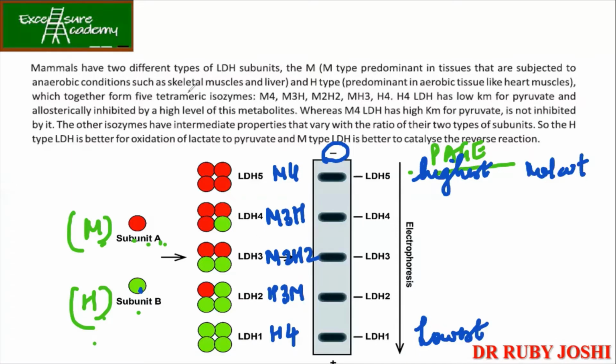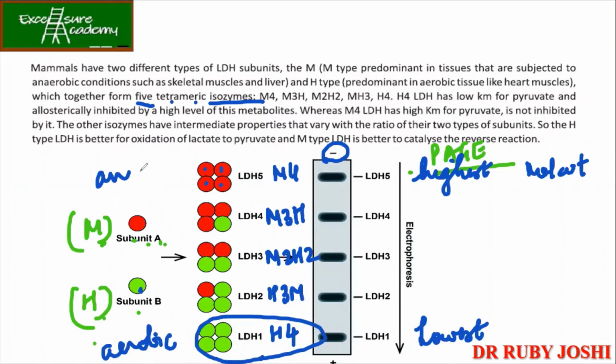Yes, ma'am. So we have the 5 different tetrameric isoenzymes. Why tetrameric? Because 4 subunits are there. So M4, M3H, M2H2, MH3, H4, all these are there. H4 means it is for heart, for aerobic conditions. M4 is for anaerobic conditions. Remember, okay? M means muscles, so anaerobic conditions. H is for aerobic conditions, heart.